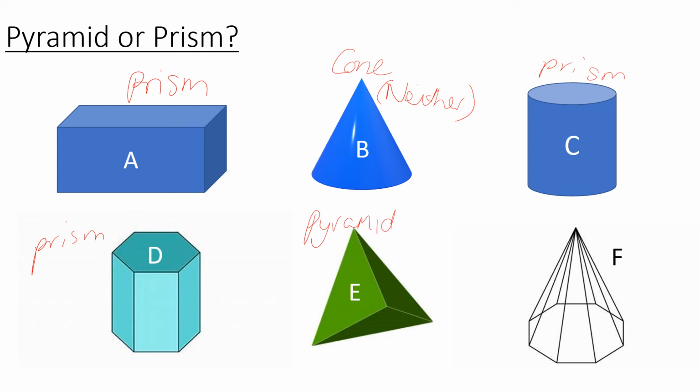And the final one is a bit more clear. All those sides are triangles. It has a very clear top, that's the apex, and so that is a pyramid. And it has 8 sides along the bottom. So that would give away what the name of that particular pyramid is.